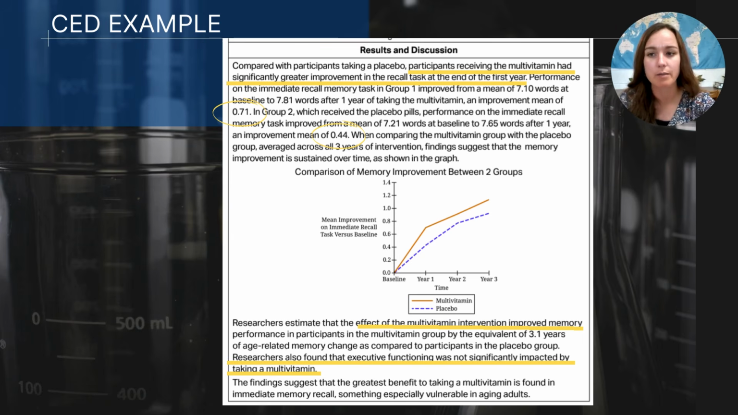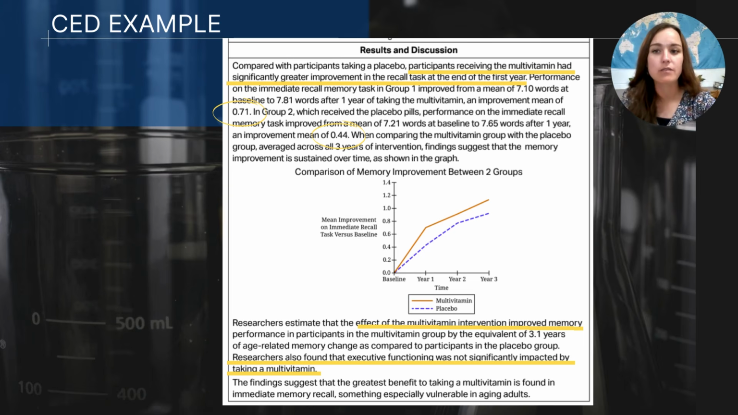When comparing the multivitamin group with the placebo group averaged across all 3 years of intervention, findings suggest that the memory improvement is sustained over time, as shown in the graph. Researchers estimate that the effect of the multivitamin intervention improved memory performance in participants in the multivitamin group by the equivalent of 3.1 years of age-related memory change as compared to the participants in the placebo group. Researchers also found that executive functioning was not significantly impacted by taking the multivitamin.